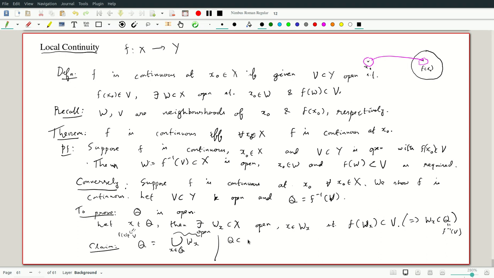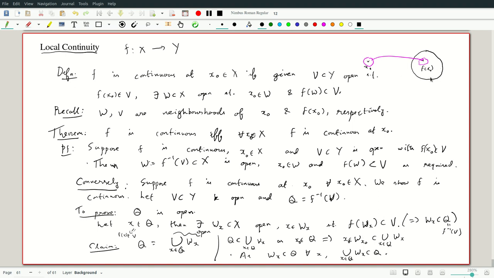Q is contained in this union over x in Q of Wx, as x belongs to Q implies that x belongs to Wx. Okay, so maybe I should say x0 belongs to Q implies x0 belongs to Wx0, and Wx0 is contained in the union over x in Q of Wx. And conversely, as Wx is contained in Q for all x, the union over x in Q of Wx is contained in Q. Okay, so what we did is rather simple.